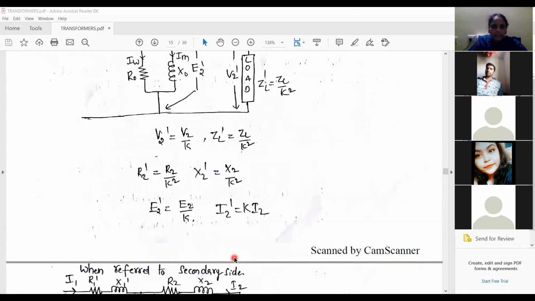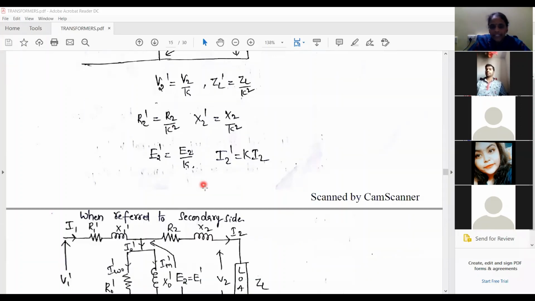This is always divided by K square because I am transferring all the secondary parameters to the primary. So V2 dash is equal to V2 by K square. ZL dash is equal to ZL by K square. R2 dash is equal to R2 by K square. Whenever you transfer any of the secondary parameters to the primary, you have to divide by K square. Is it clear?